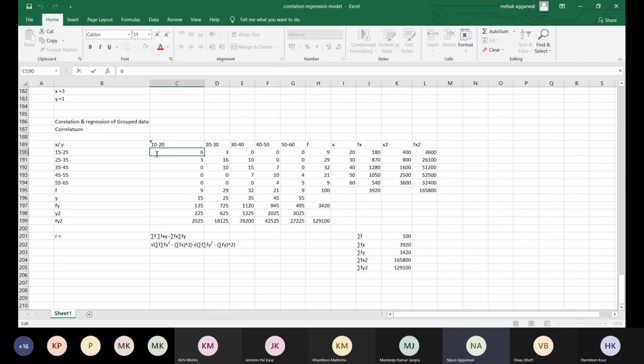So what is the value of fxy? I'm writing in the red color so that you can differentiate the f value and the fxy value. So this comes out to be 20 into 15, 300. 300 into 6 is 1800.